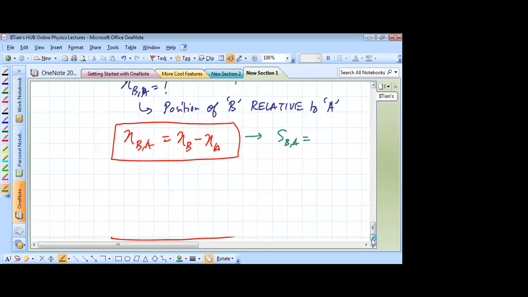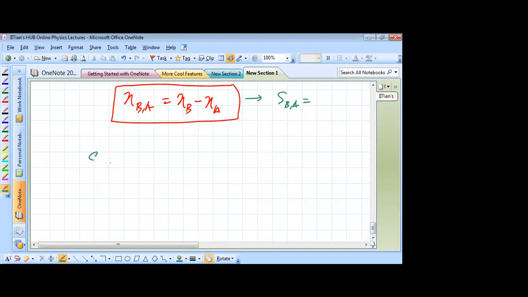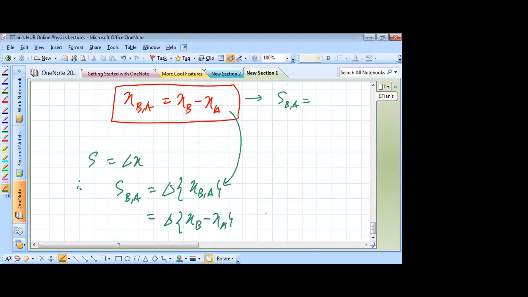So for that, let's understand what displacement itself is. Displacement is basically the change in position. So displacement of B with respect to A will be the change in position of B with respect to the position of A. You substitute this only. That is nothing but the change in the x coordinate of B minus the x coordinate of A, so the change in xB minus the change in xA.